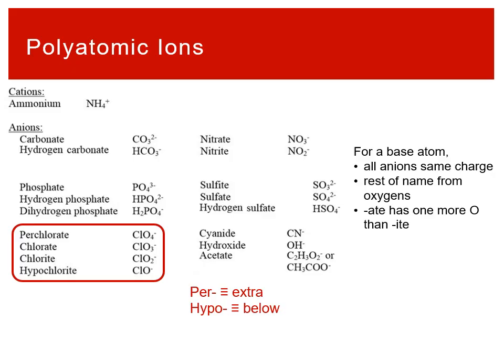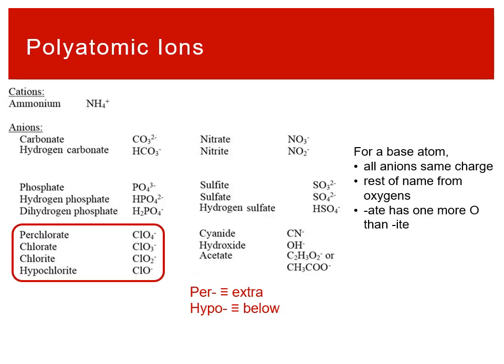For a given base atom, for example, chlorine, you will see that all of the anions have the same charge. Perchlorate, chlorate, chlorite, hypochlorite all have a charge of -1 because they all have the same base atom of chlorine. The only difference between them is the number of oxygen atoms, and those oxygen atoms we can then pick out.